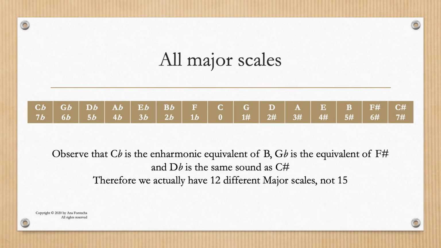Observe that C flat is the enharmonic equivalent of B. G flat is the enharmonic equivalent of F sharp, and D flat is the same sound as C sharp. Therefore, we actually have 12 different major scales, not 15.